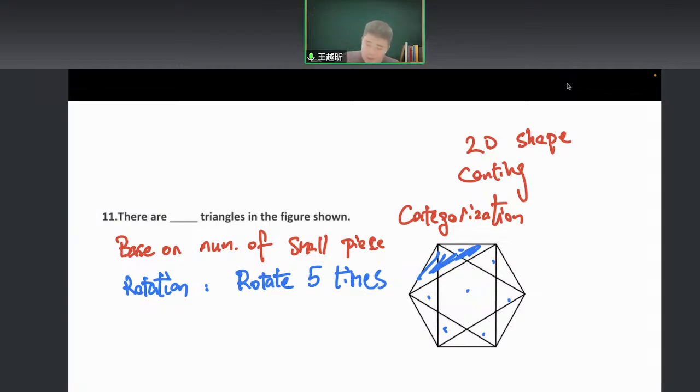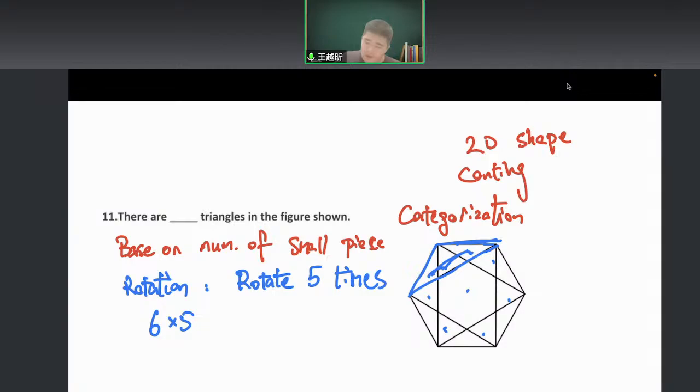So the answer is 32. We can find out how many triangles are in this part. In this part, we can use the shooting method: 1, 2, 3, 4, 5, and 6. So in this part there are 6, and because we rotate 5 times, we can simply times 5.